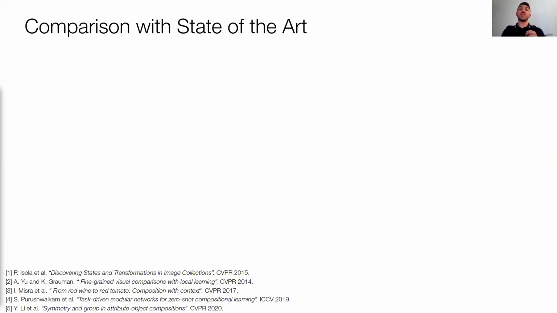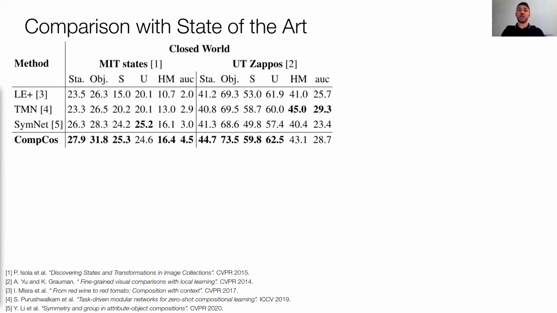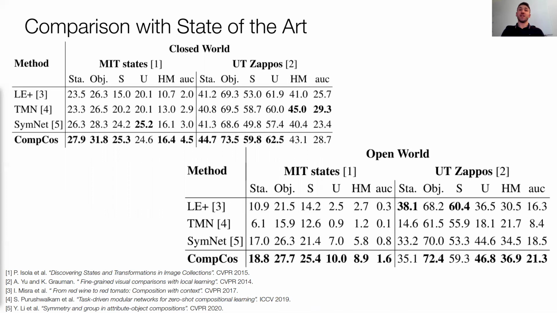Going to the results, our model works pretty well in the closed-world setting, surpassing the state-of-the-art SymNet by 1.5 points in AUC in the challenging MIT-States benchmark. And things get even more interesting in the open-world setting, where every method loses performance, but our CompCos still doubles the performance of the best competitors in terms of AUC on MIT-States. Note that the original MIT-States has 400 unseen compositions at test time, but we consider an output space of almost 30,000 compositions in the open-world setting.